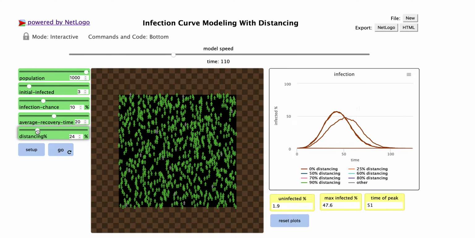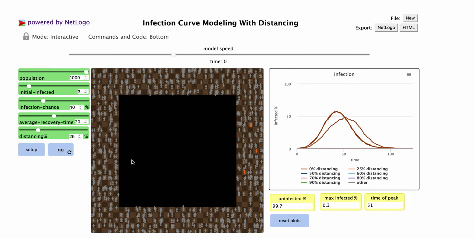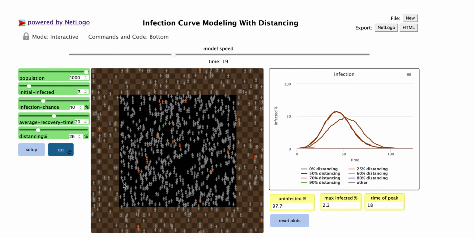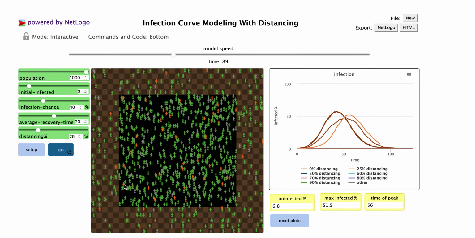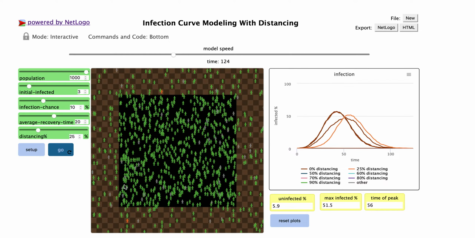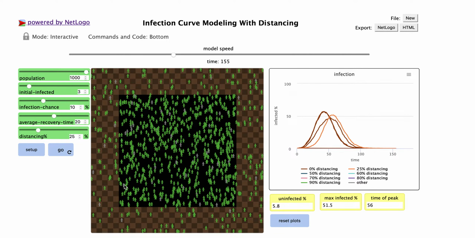Okay, let's go ahead and move this distancing up to 25%. So now you'll see 25% of people staying at home at all times. The way this works in this model is that each person, each time step, decides whether to go into public or stay at home, and right now they have a 25% chance of staying at home. I know that's not the most accurate. Probably some people are pretty much fully staying at home and some people are just going out in public, but for a simple model, that should be good enough.